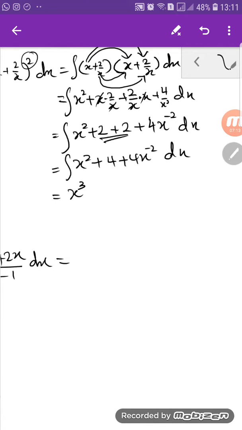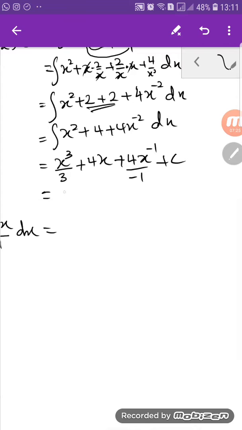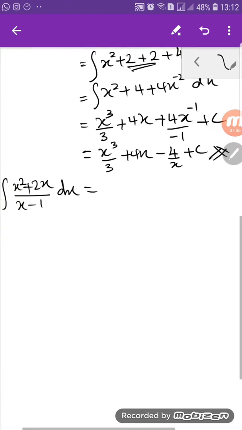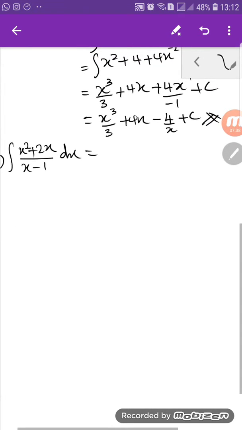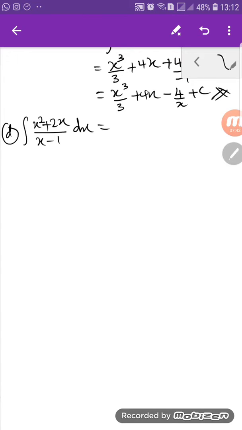So x cubed over 3 plus 4x, sorry, plus 4x to the power of minus 1 over minus 1, plus c. And then we tidy them up: x cubed over 3 plus 4x minus 4 over x plus c. Done with the third one. Now let's move on to the last one.